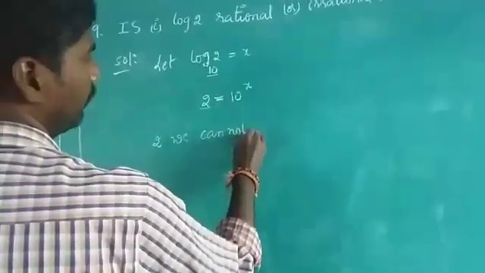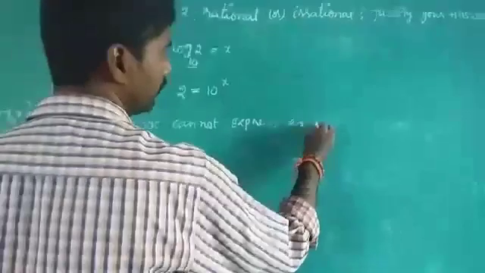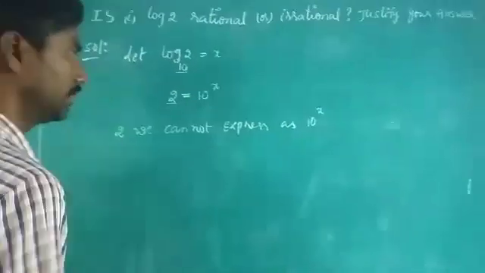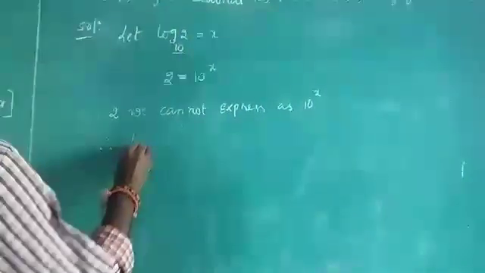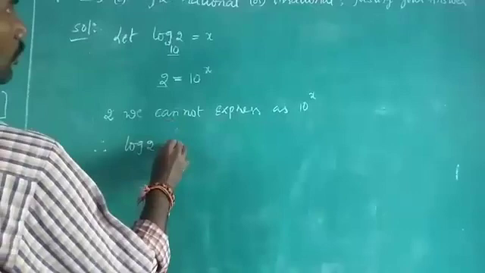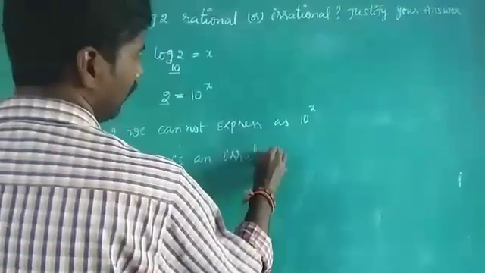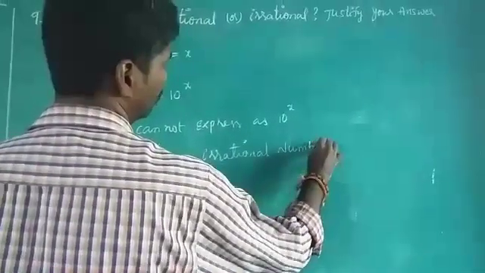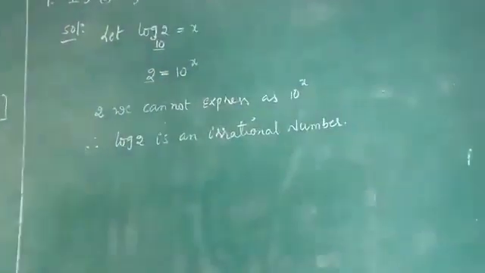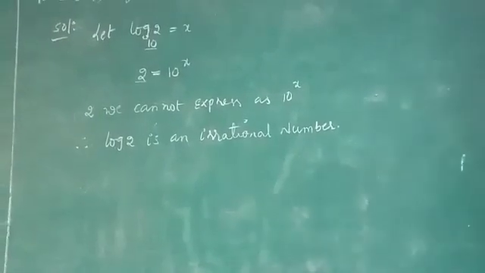2 we cannot express as 10 to the power of x. So therefore, what will you write? Log 2 is an irrational number. Simply you can tell, it is irrational. Because of that reason only you are writing log 2 is an irrational number.